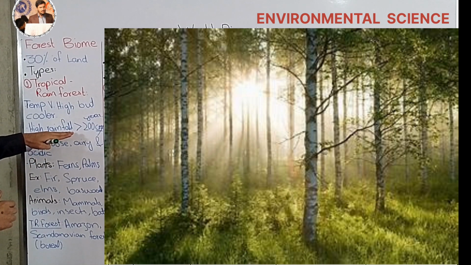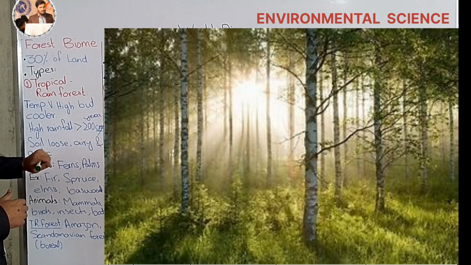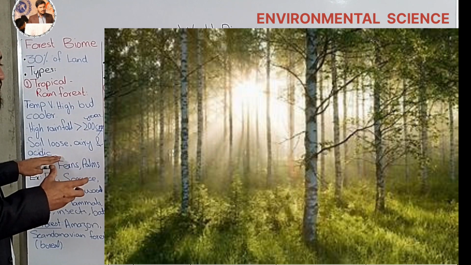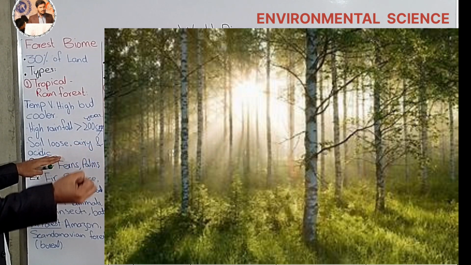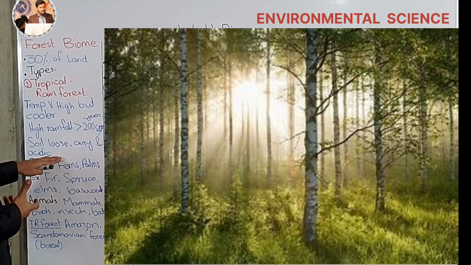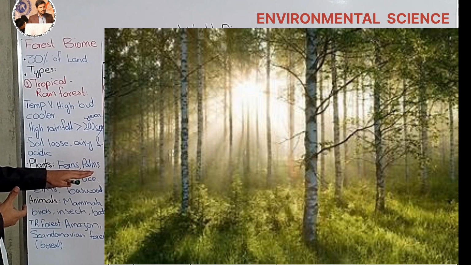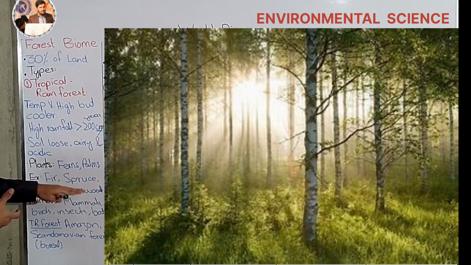There is high rainfall, of more than 200 centimeters per annum. The soil of these rainforests is very loose, airy, and acidic. Due to its acidity, it decomposes the organic matter. That's why the plants get this organic matter and use it as food. So the plants living here have ferns and palms, which are deciduous fruits, okay. Then, for example, the fir, spruce, elms, and basswood are examples of plants living here.